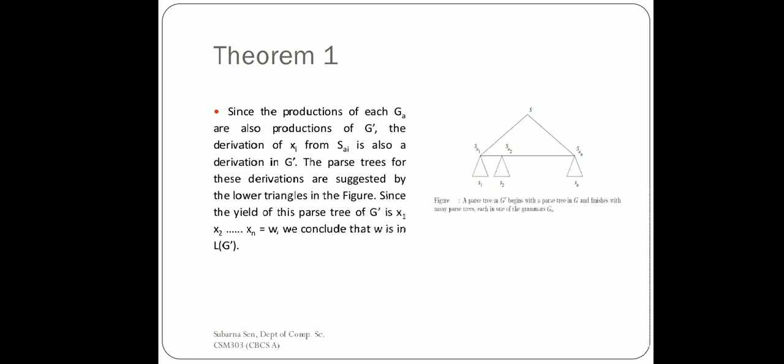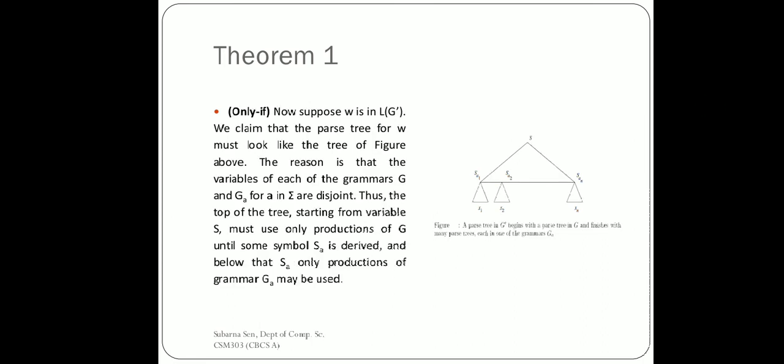Just see, since we have already incorporated all the productions of GA into G dashed, SA1 can generate x1, SA2 can generate x2, and so on and so forth. So all these are part of G dashed only.